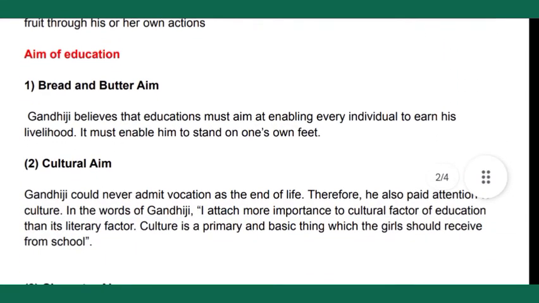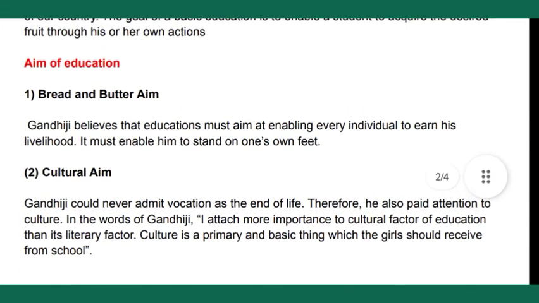Now we will see the aim of education. First is the bread and butter aim. As we have already discussed, he was mostly focusing on basic needs. Why was he focusing mainly on that? Because in his opinion, a man should be independent and should earn enough to earn his own bread and butter. So in order to achieve that, he included all those crafts in his education.